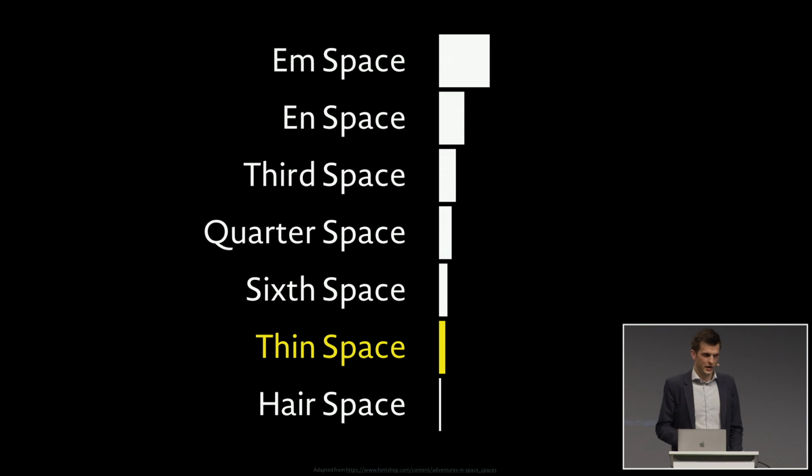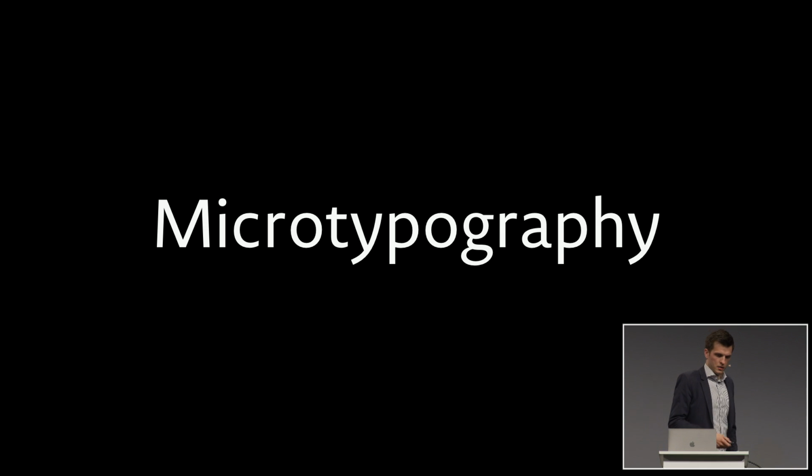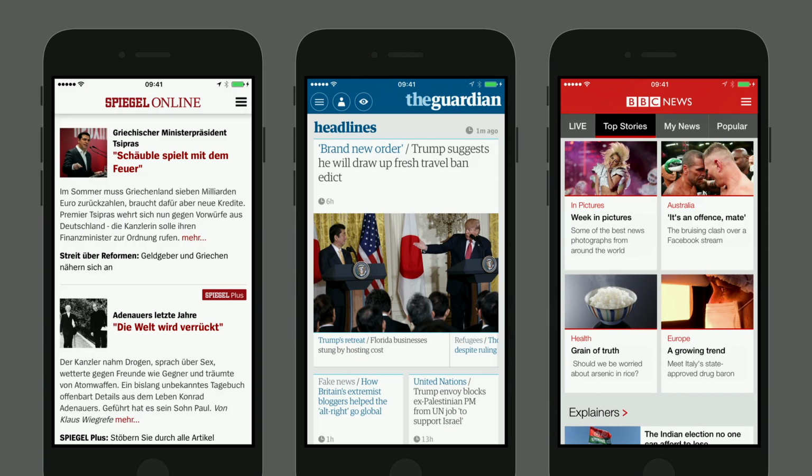So I don't think many apps really pay attention to this stuff, but many books do. All traditional books do, by the way. This stuff is called microtypography, and it's about using the right spaces, but a lot of other things as well. And I'm obsessed with microtypography. So let's have a look at a couple of familiar iOS apps: Spiegel Online, The Guardian, and the BBC. These are random choices. I could have picked many others.